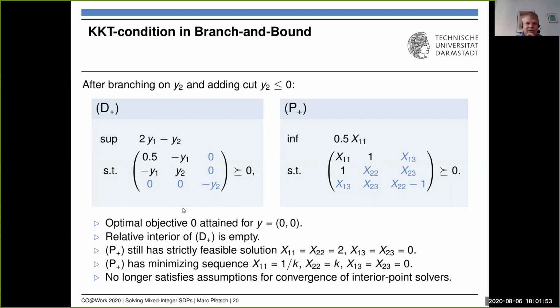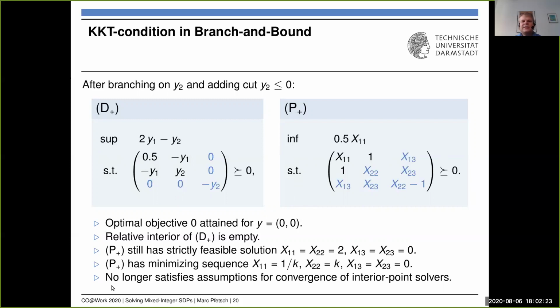The problem P plus here has a strictly feasible solution, which is given by this. So here we still have a positive definite matrix. This P plus has the property that the optimal objective is not attained, but there's a sequence that converges. It looks like this for k going to infinity.